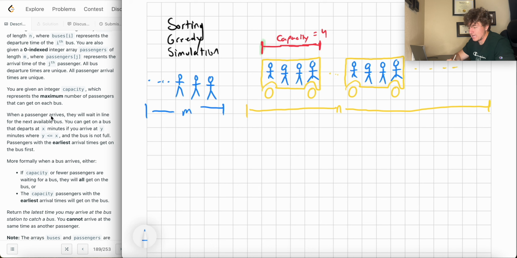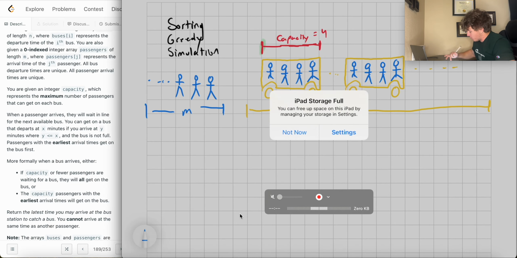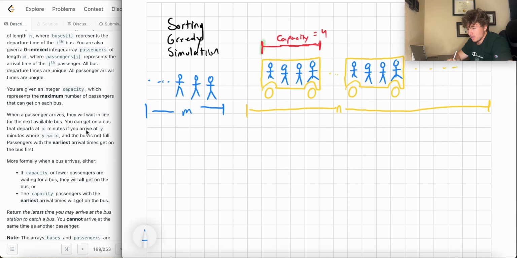When a passenger arrives, they'll wait in line for the next available bus, okay? So as you arrive, you get in the line, right? That's pretty intuitive. If I got here before you, I should probably get on the bus before you get on the bus. You can get on the bus that departs at X minutes if you arrive at Y minutes, where Y is less than or equal to X.